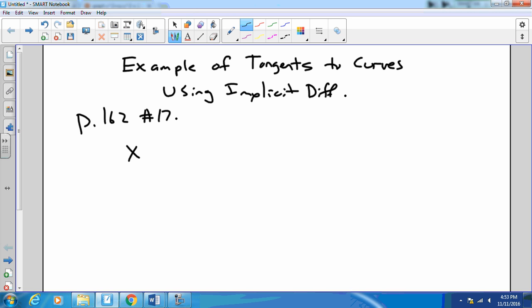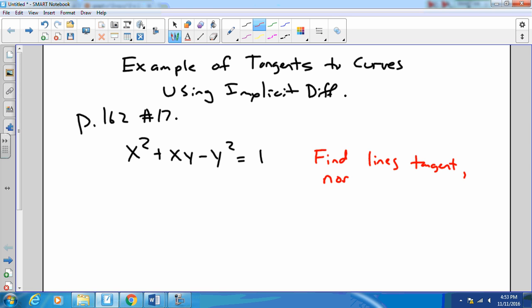And in this problem, we're given the relation x squared plus xy minus y squared is equal to 1. And they ask us to find the line tangent to the curve. Actually, they ask us to find the line's tangent and normal to the curve at the point 2, 3.